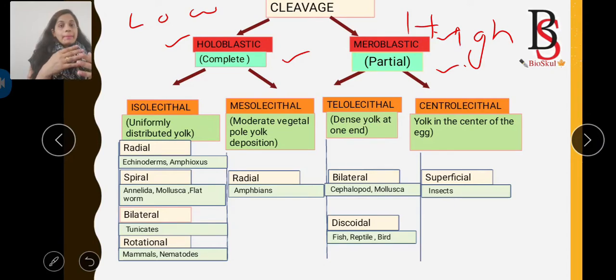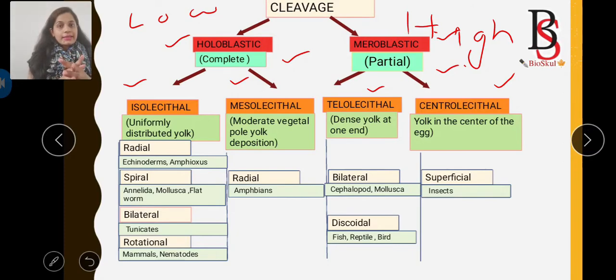Further, based on the distribution of yolk, holoblastic cleavage is divided into 2 types. One is isolecithal and the second one is mesolecithal. Similarly, meroblastic cleavage is divided into telolecithal and centrolecithal depending on the distribution of yolk in the egg.